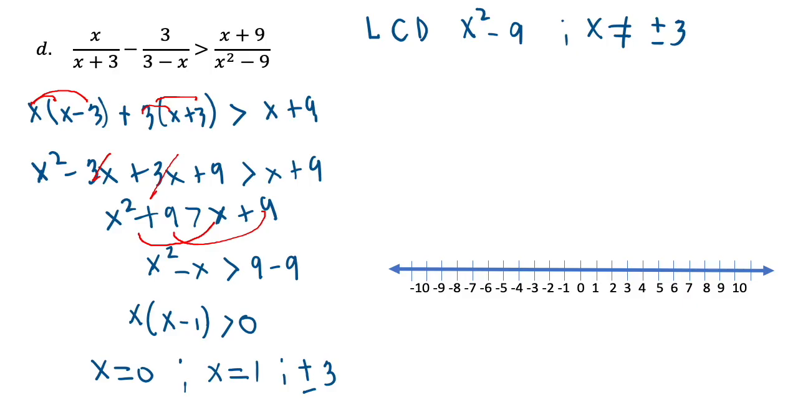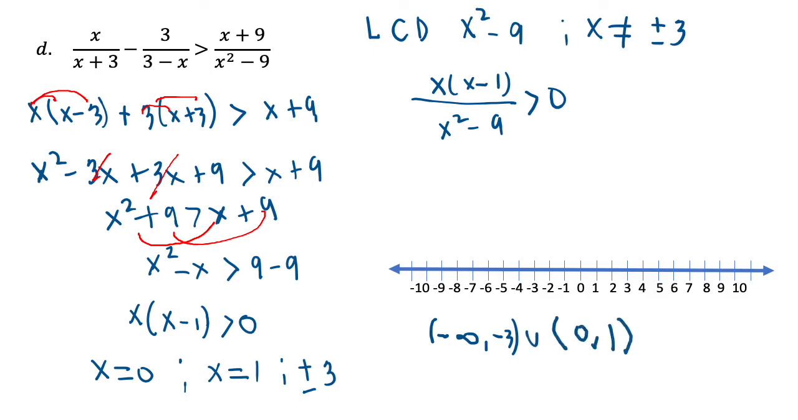Now, if we're going to test all the numbers or the possible answers back on our inequality, we will see that we will get this answer from negative infinity to negative 3. Okay, so negative 3 and positive 3 are not part of the solution. Also, 0 and 1 are also not part of our solution. Therefore, our solutions are from negative infinity to negative 3, union from 0 to 1, union from 3 to positive infinity, and they are all written in open interval notation.